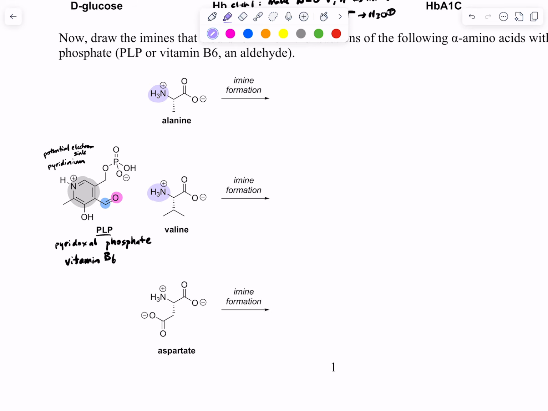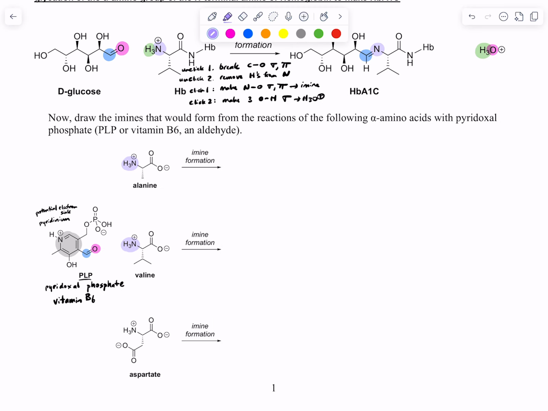Okay, so take a few minutes, and based on what we've talked about, draw the imines. You can abbreviate PLP as an R group. You'll need to draw the carbon that's the aldehyde carbon and at least have the blue carbon involved before you abbreviate everything as R. All right, go ahead and get started, and then I'll come around and answer questions if you get stuck.